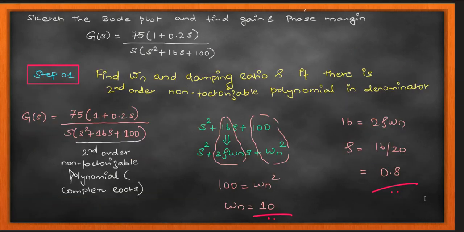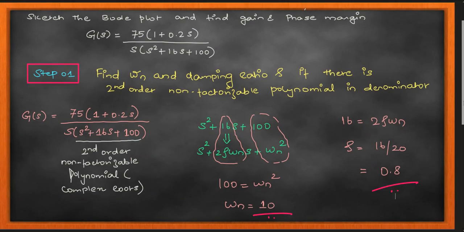All right, so now we will come to the numerical on the Bode plot. We are going to see how we can sketch the Bode plot for the given G of S and then obtain gain and phase margin. So what is gain and what is phase margin? I will be covering that in the later part of this numerical.